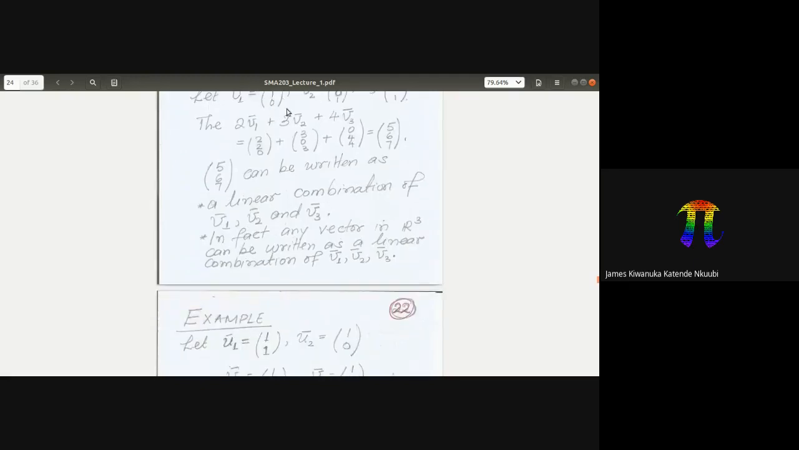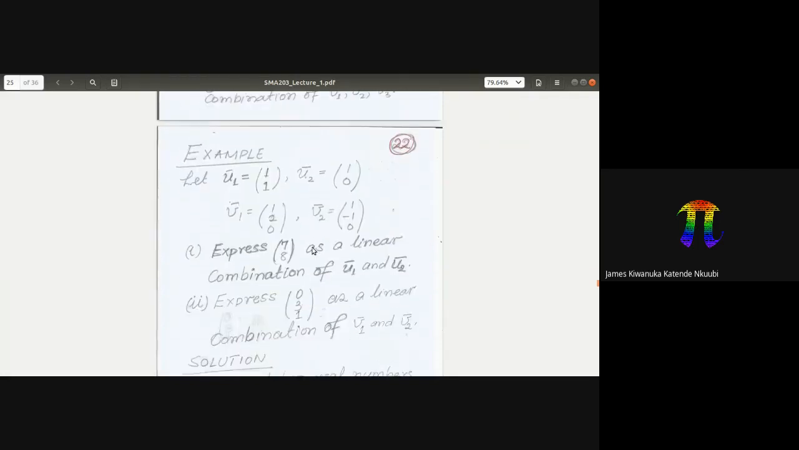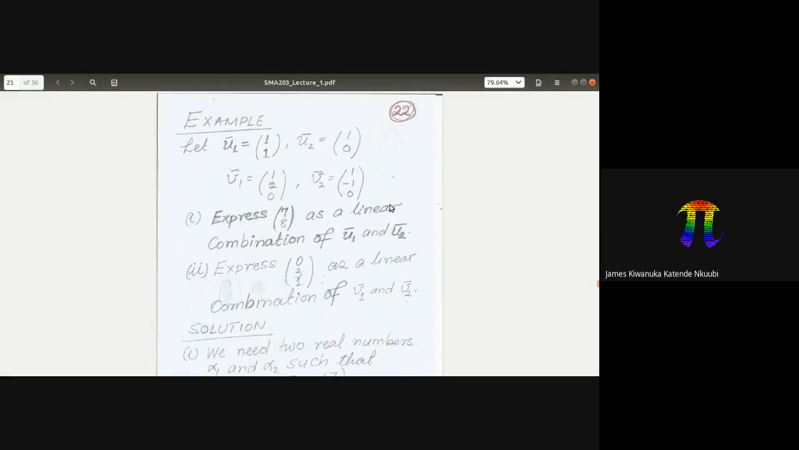So it's possible to show that any vector you pick here can be written as a linear combination of those three. So let's look at the next example. Here we have u1 and u2 as our two vectors in R2. So the first two are vectors from R2. Then the next one is v1 and v2. These are vectors from R3.